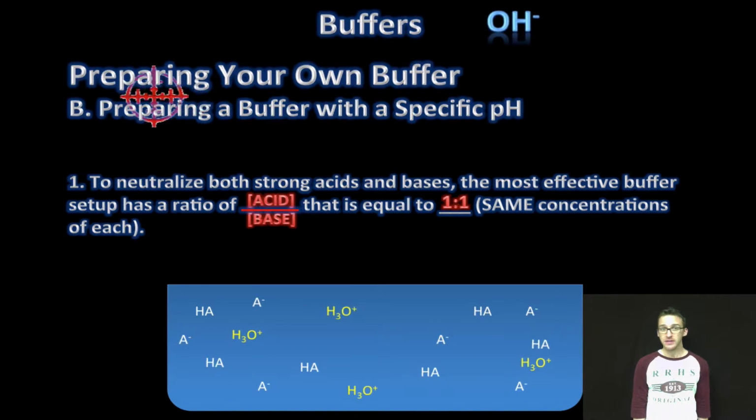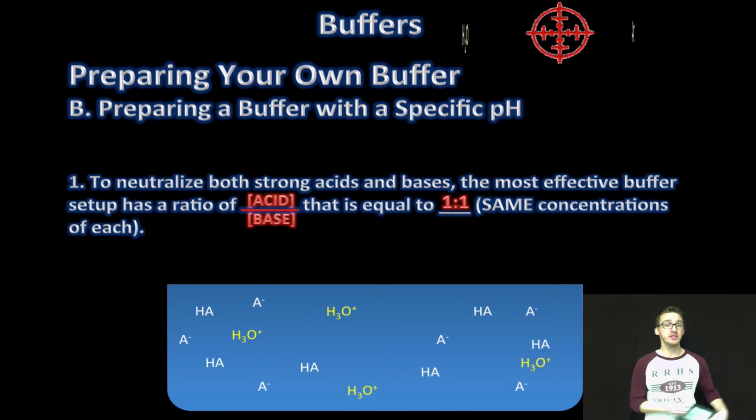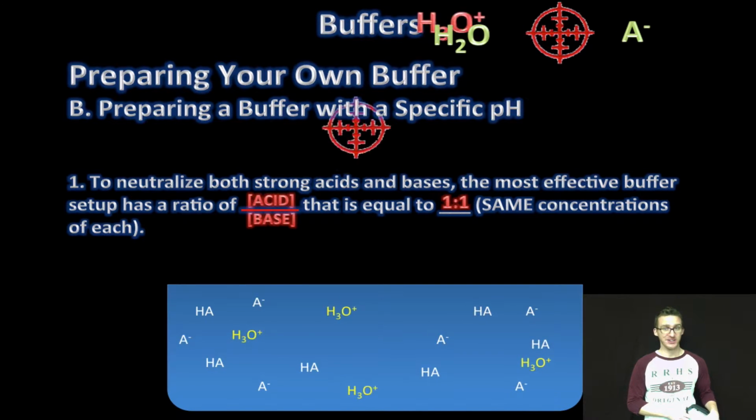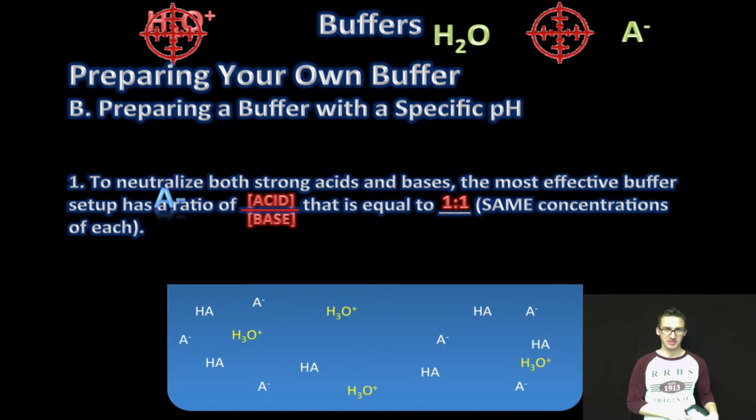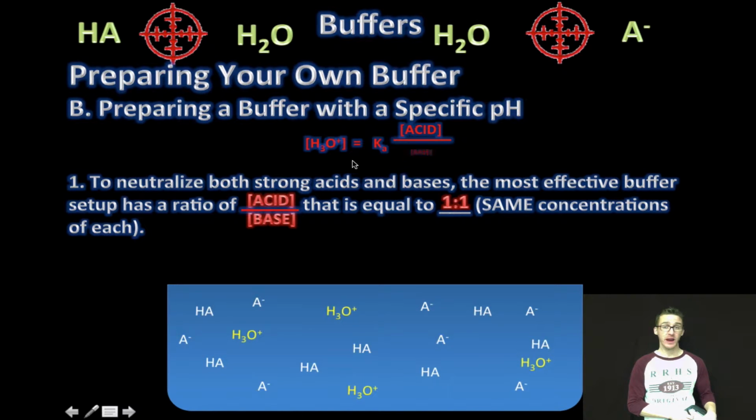Okay, so if you're trying to prepare your own buffer with a specific pH, you need to keep in mind the following equation at all times. And that is the rearranged Ka expression that solved for the hydronium ion concentration. A good buffer is gonna have equal concentrations of weak acid to conjugate base. It's gonna have a 1-to-1 ratio.